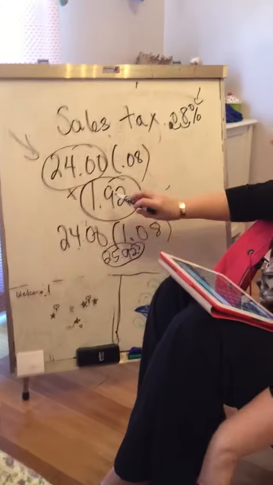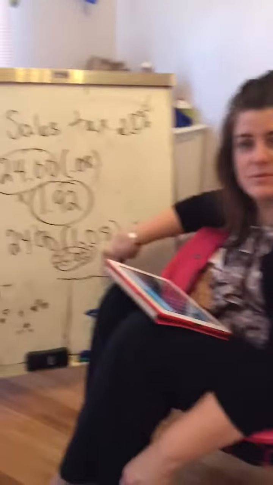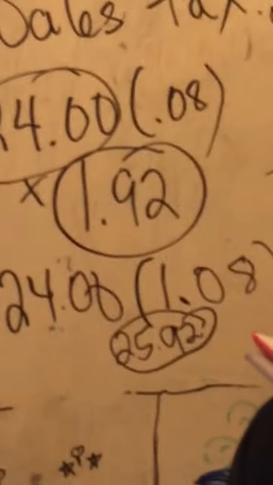So here's the method to find it out, where you're just finding out what the sales tax is, because they'll ask you sometimes, what's the sales tax on $24 when it's 8%? You can calculate that it's $1.92. And then here's a way to do it where you're just doing $24 times 1.08, and you get that you're going to pay $25.92.